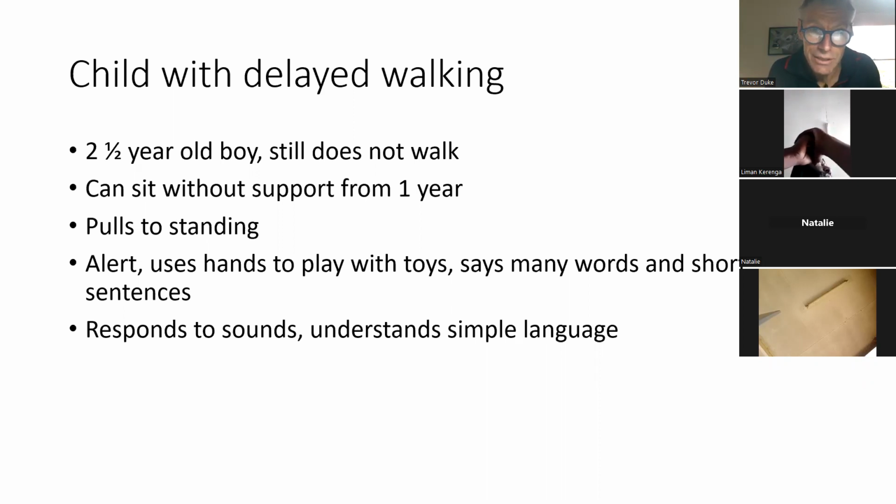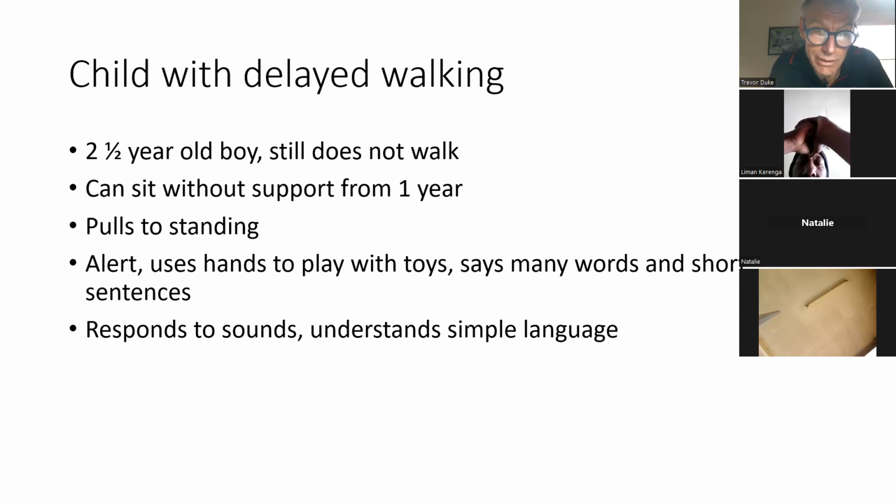This child could sit without support from about 1 year of age. So again, children should be able to sit without support from somewhere between 6 and 9 months of age. He could pull himself to stand. So if he pulled himself up on a chair or a bar or something like that, he was able to stand, but he couldn't stand independently, and he couldn't walk.